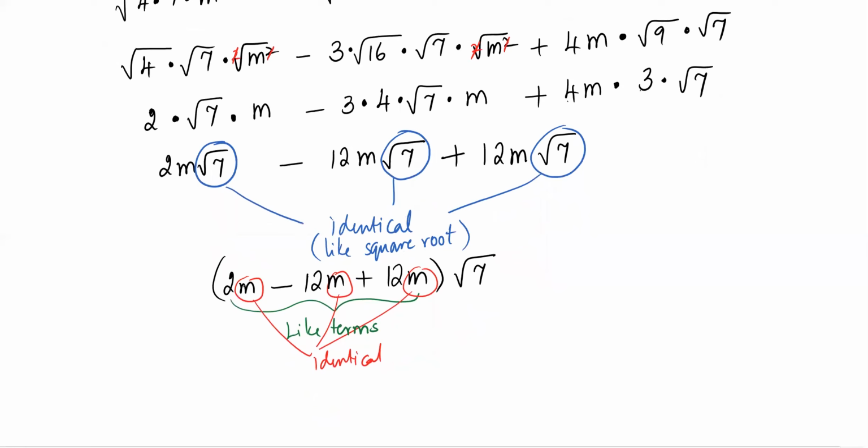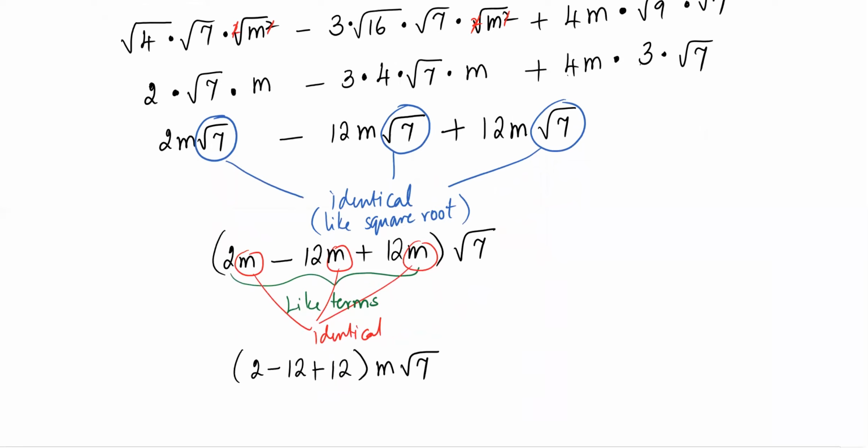there's one more filtering. So then you will only collect the 2 minus 12 plus 12. Remember, you can only add the numbers, right? So that m that's common stays out, and there's already the square root of 7 that stays out. So 2 minus 12. Again, you could look at the negative 12 and the 12, and they actually cancel off, right? So you could do it that way. Or you could see 2 minus 12 as negative 10. Negative 10 plus 12 is 2. So you have 2m root 7 as your final answer.